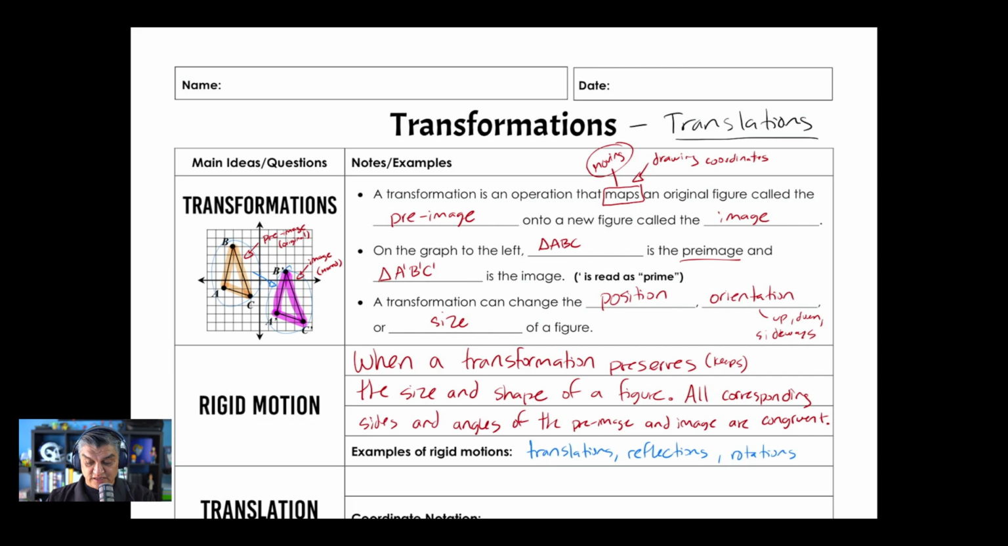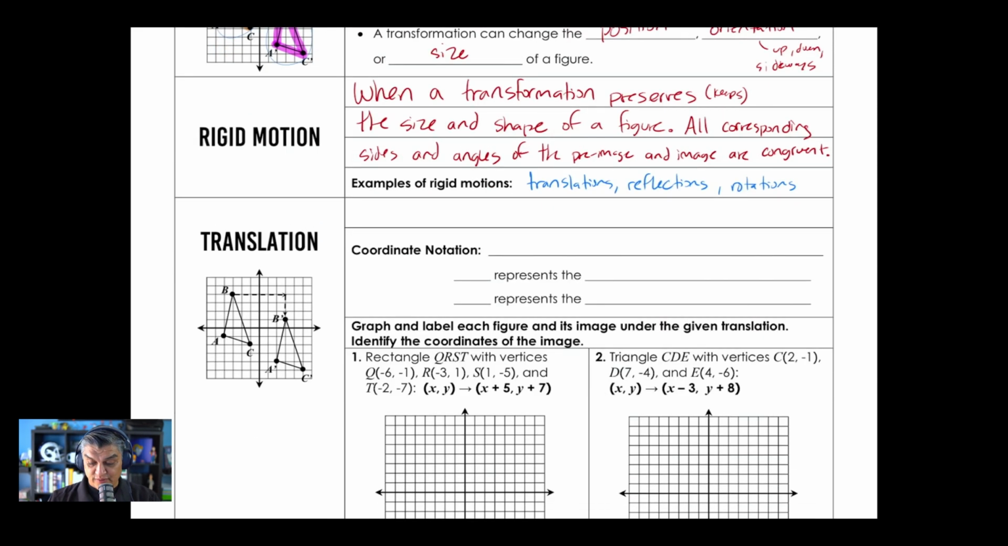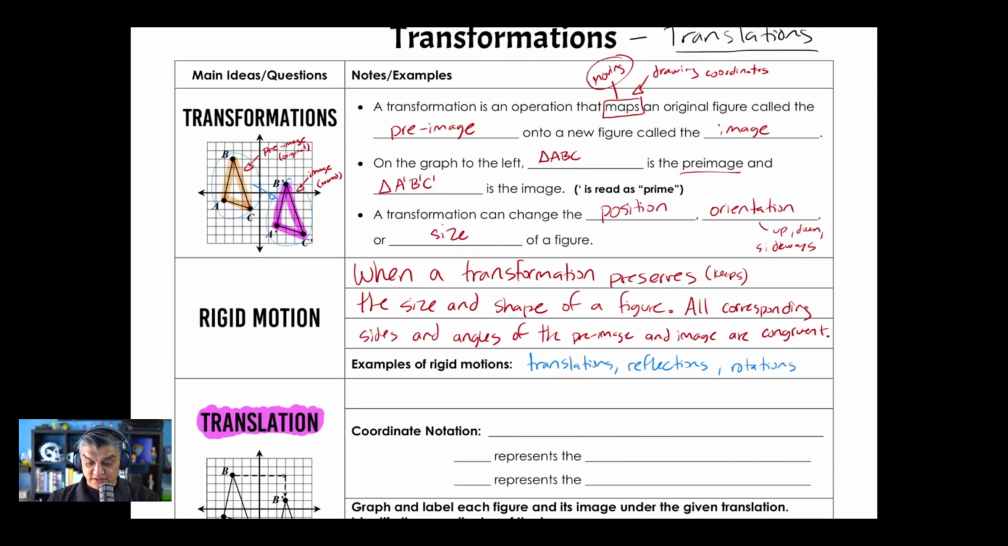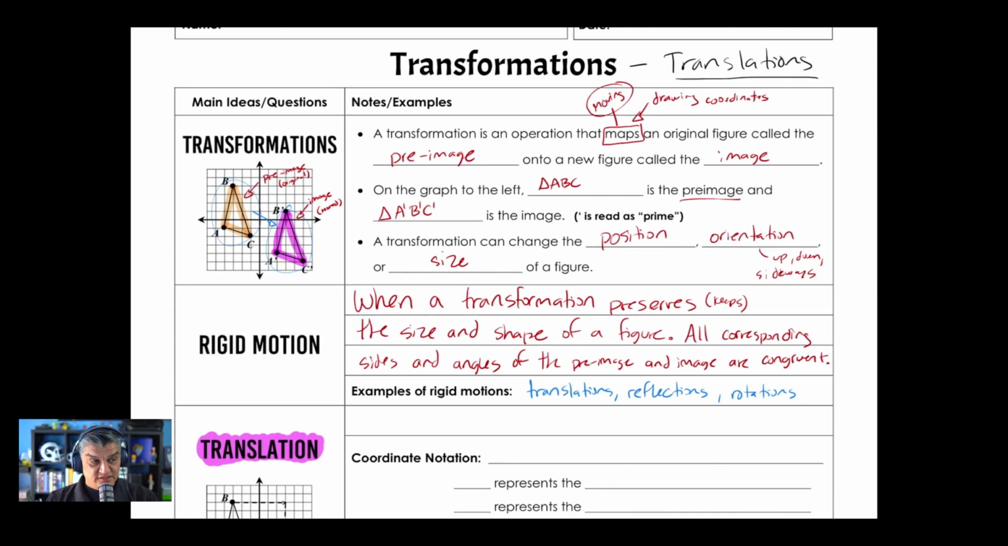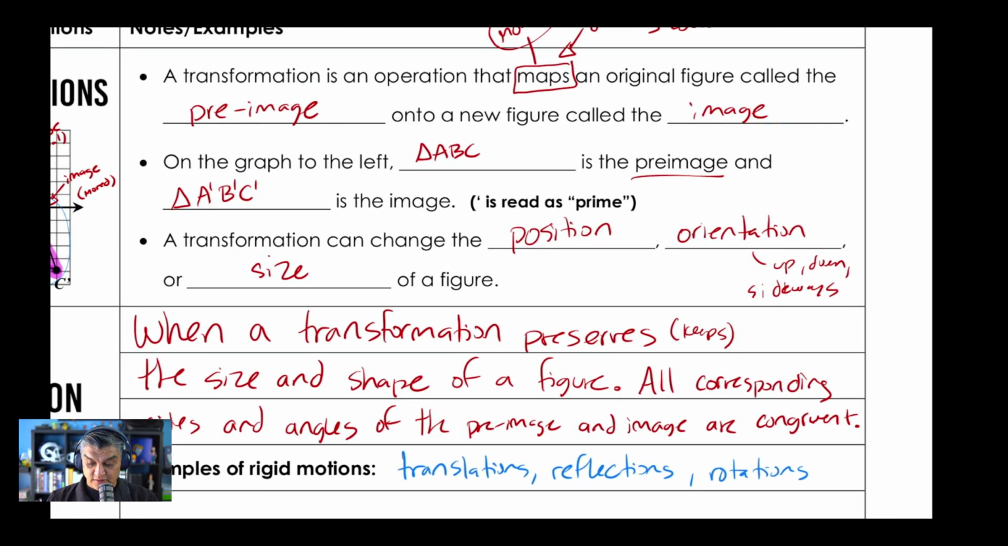So the first two things, we talked about transformations in general and what a rigid motion is, and now we're going to talk about translation. That's the first one we're going to talk about. We're going to spend a couple days on that. Are there any questions on what a transformation is or what a rigid motion is or anything I wrote here? Any questions?